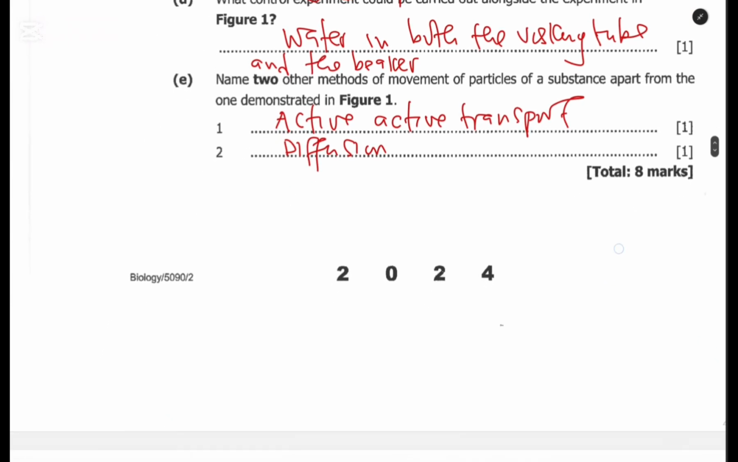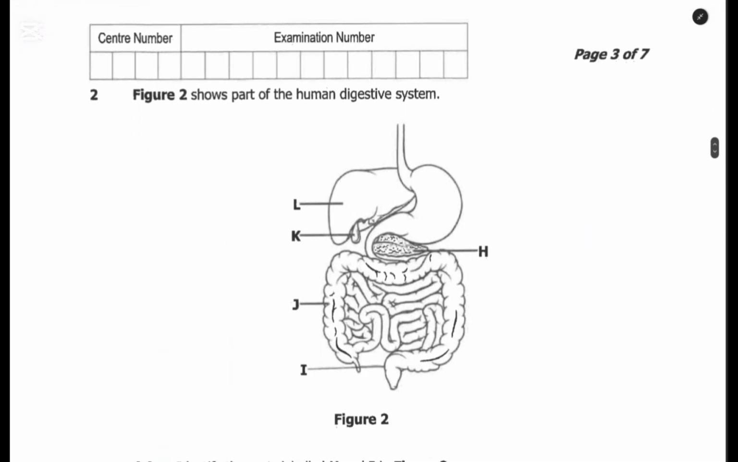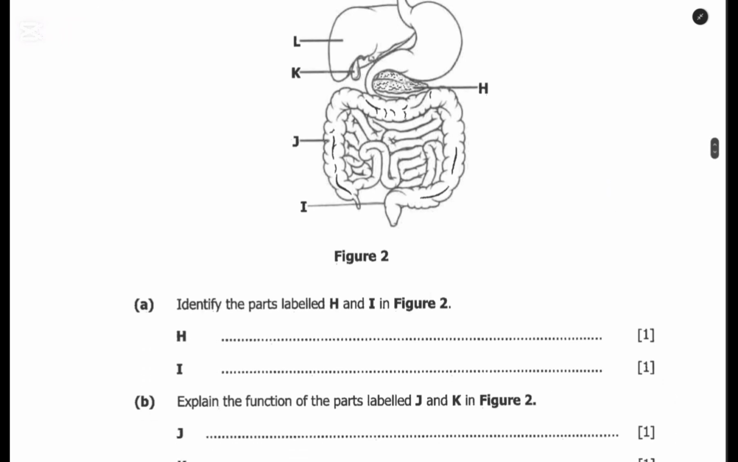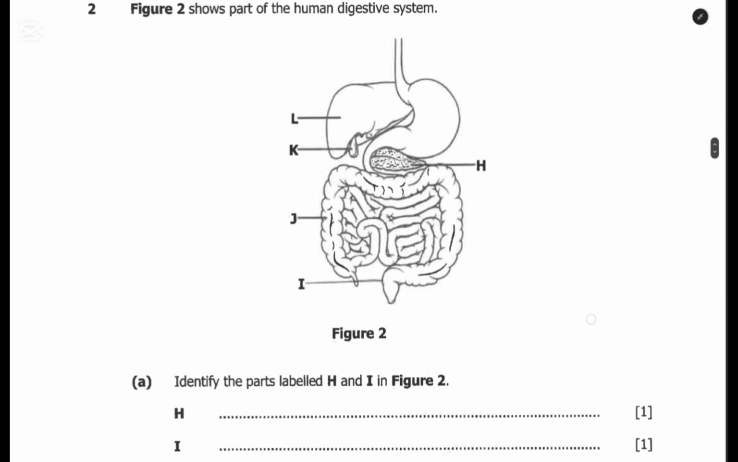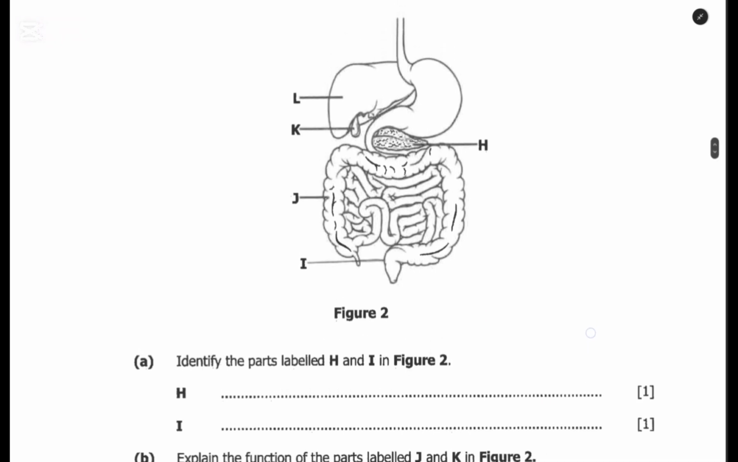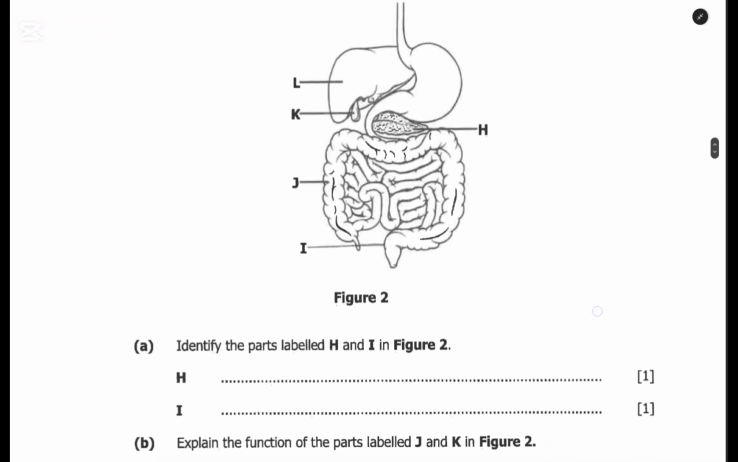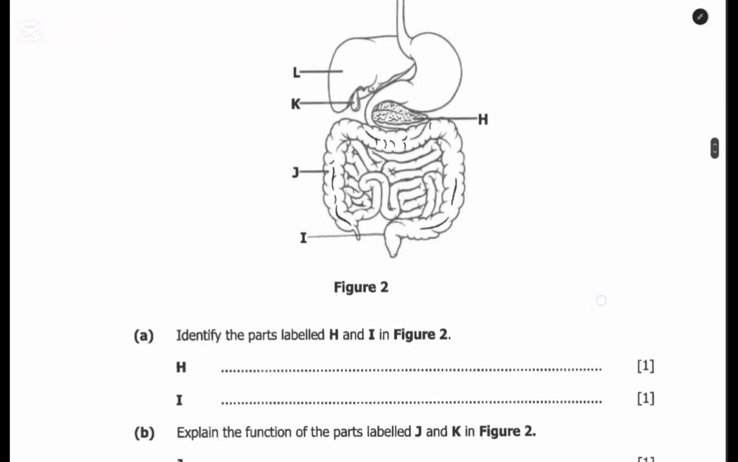We proceed to look at question 2. As you can see from the diagram, this is on digestion. The question reads: Figure 2 shows parts of the human digestive system. Look at it very carefully, so that even as we go to answer the question, you have the answers. Just looking at the diagram, you should be able to identify the parts that are given here, because that is one of the questions that we are going to encounter.